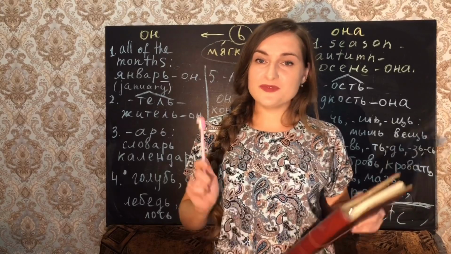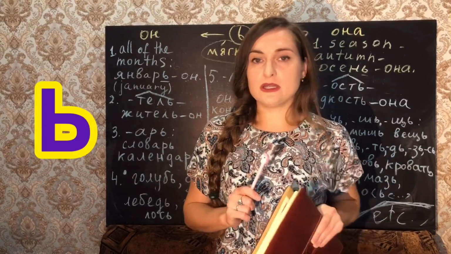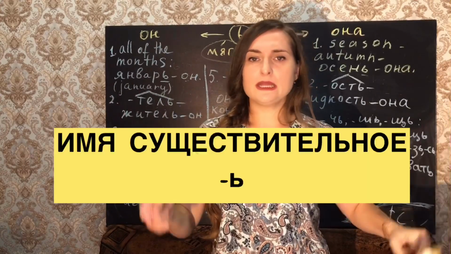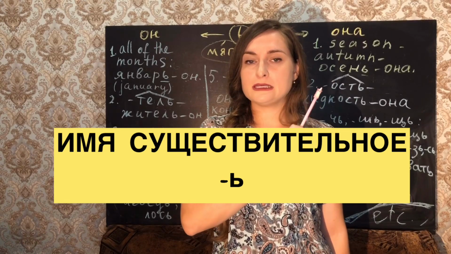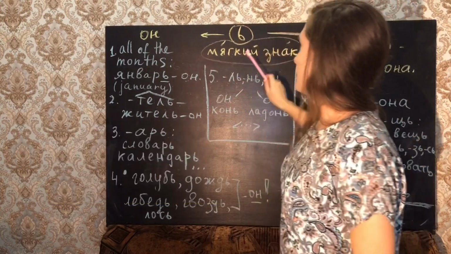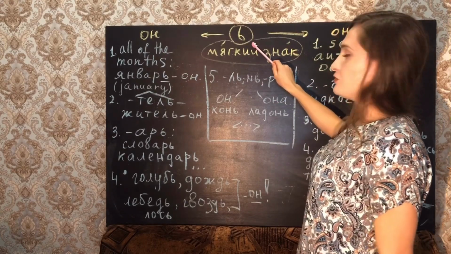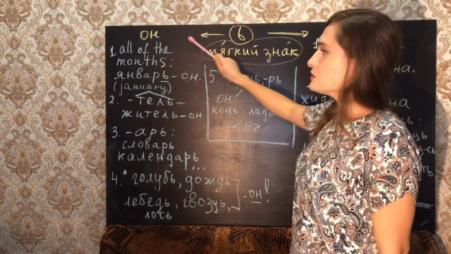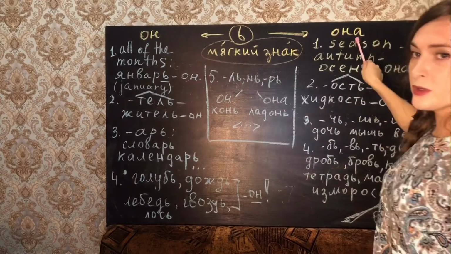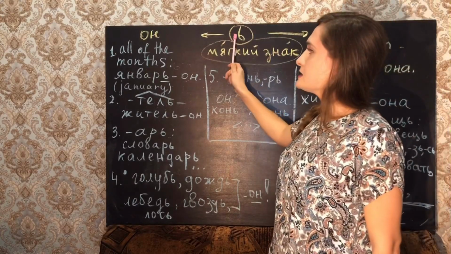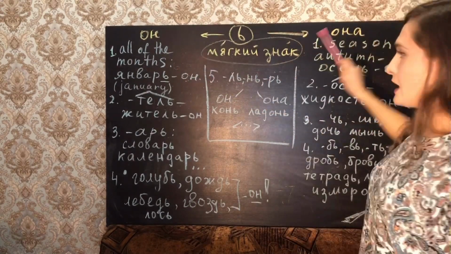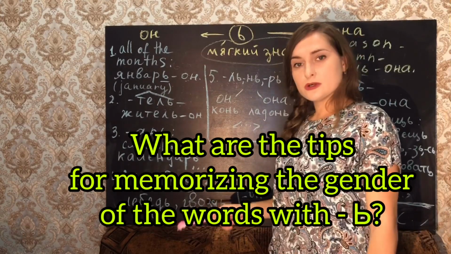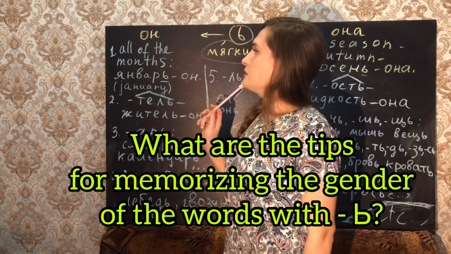We need to help you guys to define the soft sign. So, the noun with the soft sign, имя существительное, мягкий знак, can be at the end of masculine words and feminine words. So, мягкий знак can help us to realize that it's он or она. So, what are the tips that we were talking about? Let's think about он.